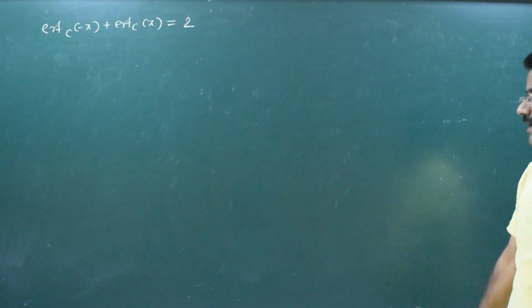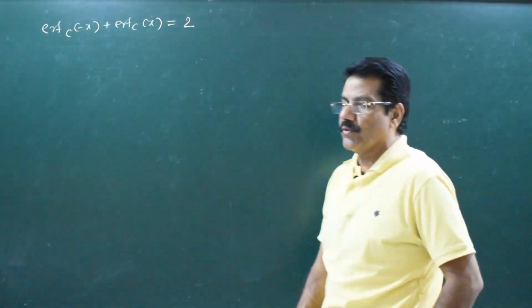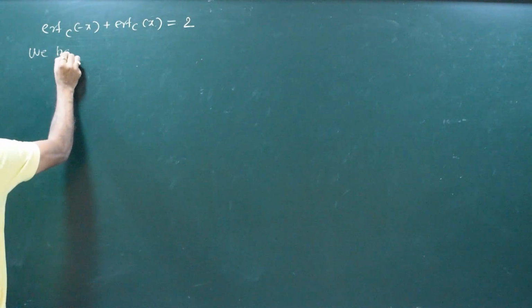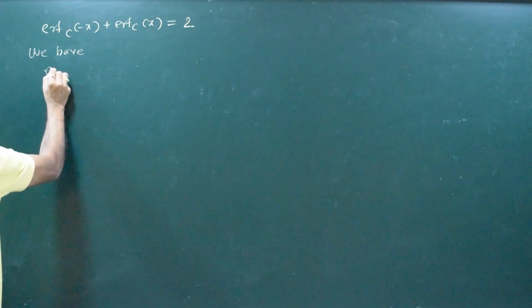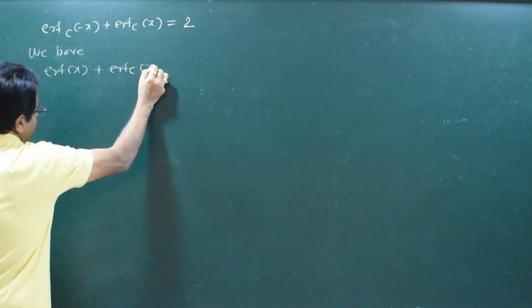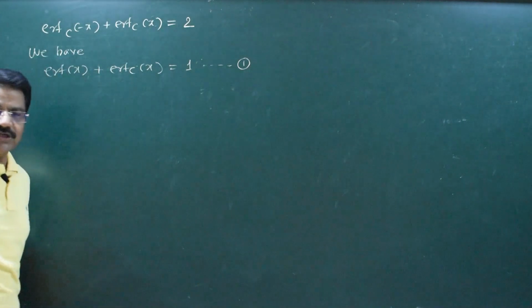Let us take a new example. Complementary error function of minus x plus complementary error function of x is equal to 2. We have a standard formula that we are going to write down. Error function of x plus complementary error function of x is equal to 1. So let it be equation number 1.